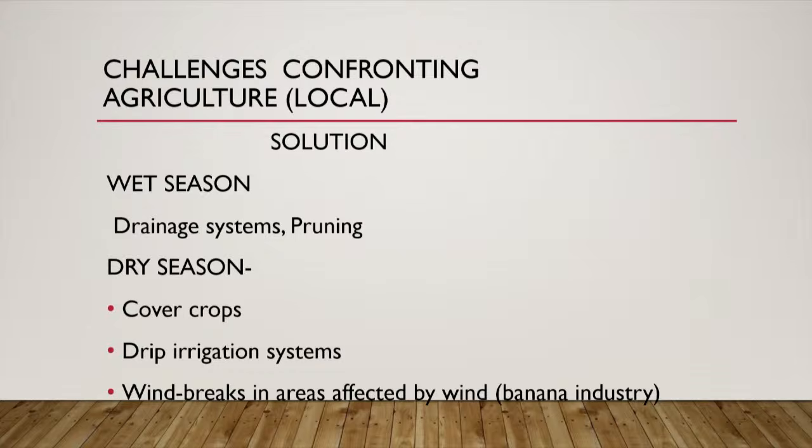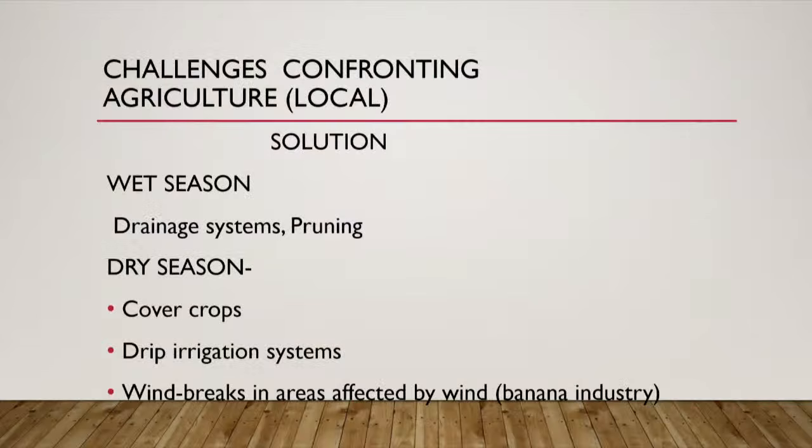And in the dry season, we look at cover crops. Cover crops during the dry season, actually the roots themselves open up spaces in the soil to allow free flow of water. Wet season. A solution to the wet season could have been a drainage system, creating proper drains so you can channel the water. And pruning. Pruning, removing lateral branches from the tree to, again, allow free flow of wind, so it doesn't destroy the crop itself.